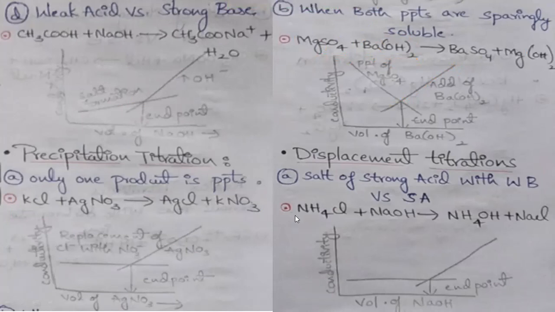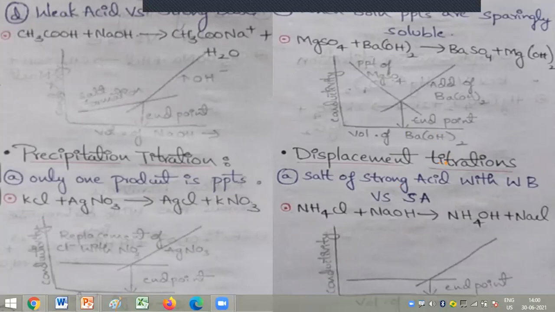There are two types. In the first, only one product is precipitated, and in the second, two products are precipitated. We have already seen how these graphs move. The next one is displacement titrations. Here, displacement of ions takes place in these titrations.